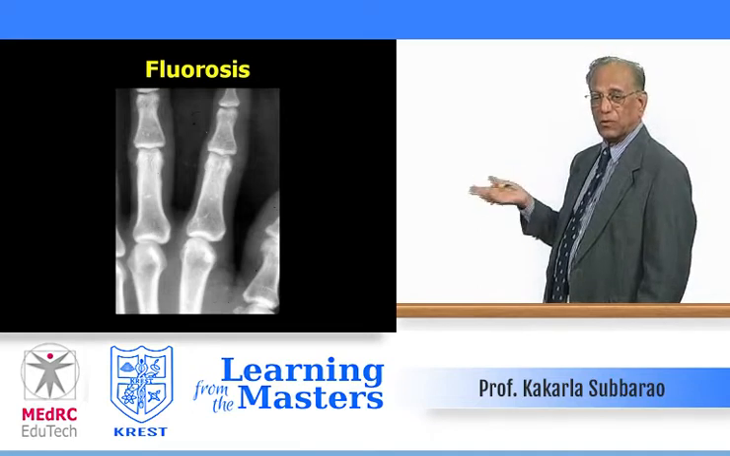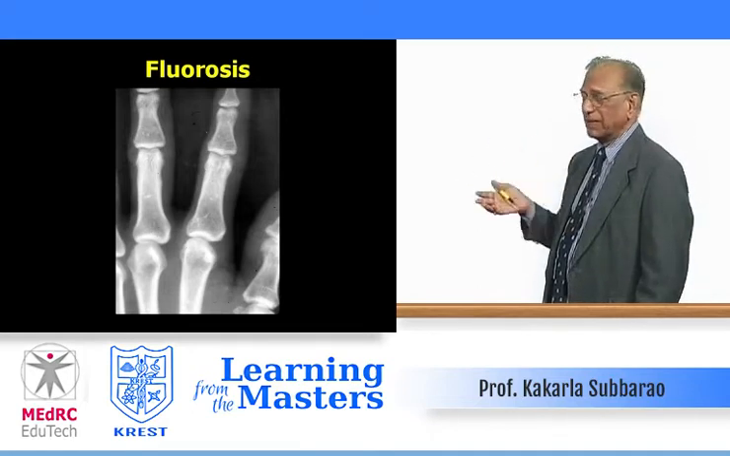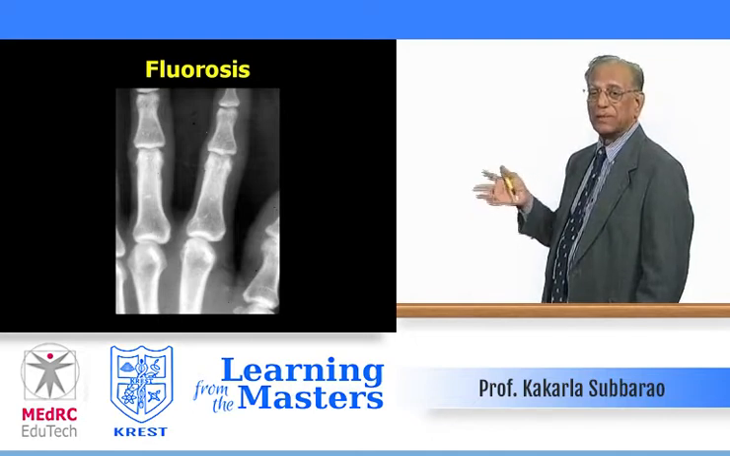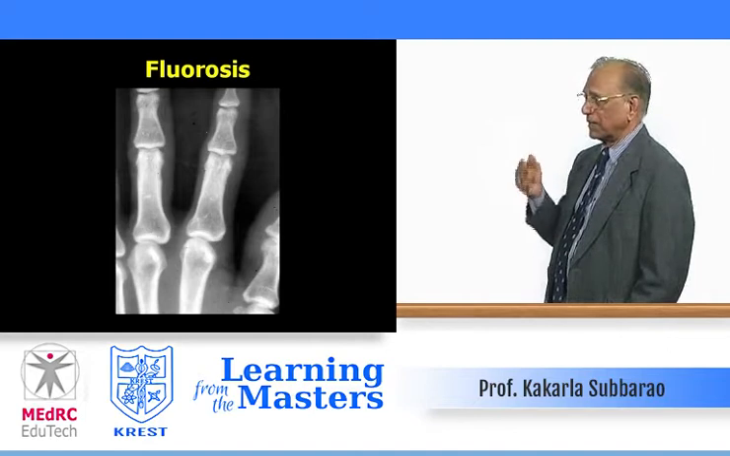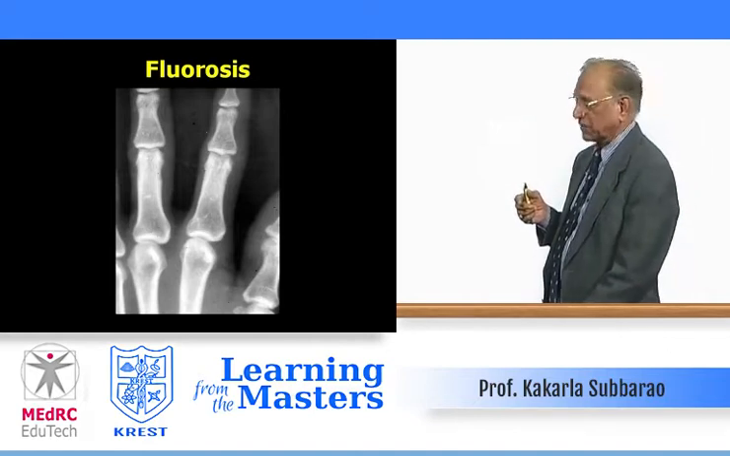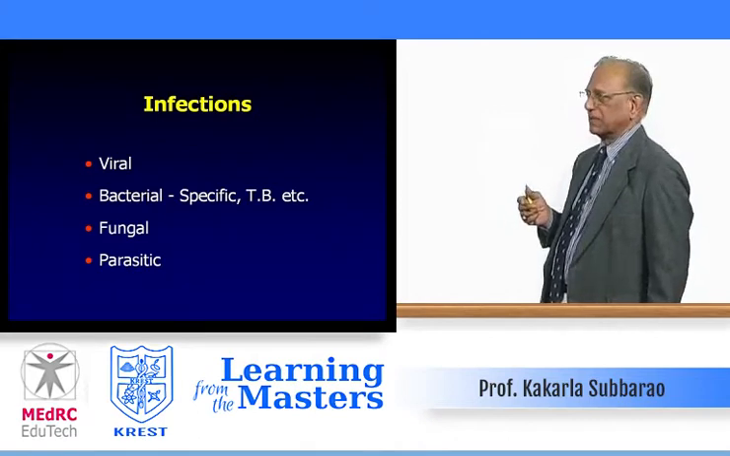But then, how do you differentiate from marble bone disease or pycnodysostosis? Here, the calcification of the ligaments is most important. That occurs. Look at the irregularity of the periosteal surface of the phalanges. Now we come to infections.